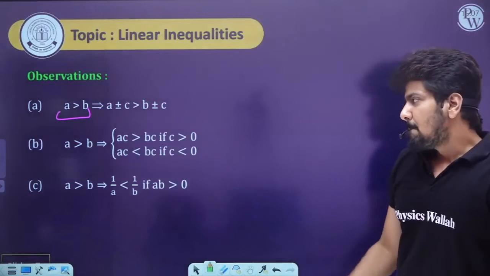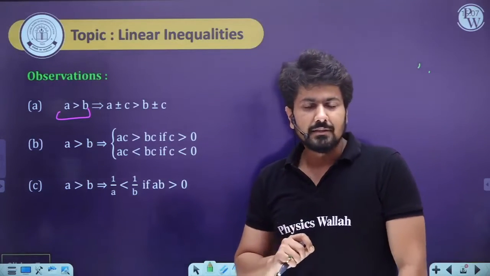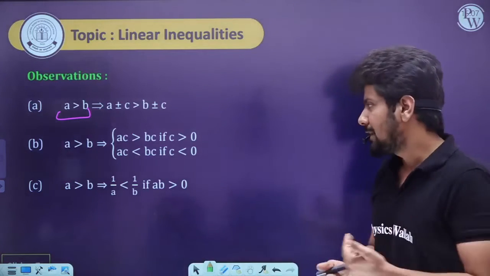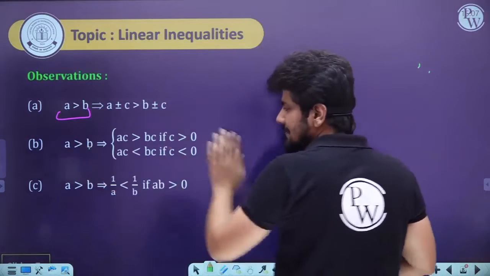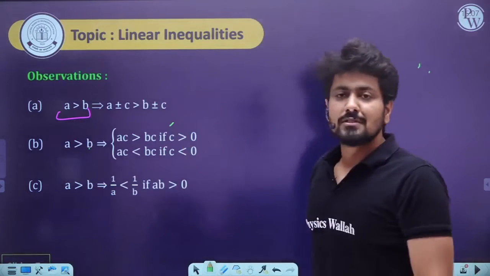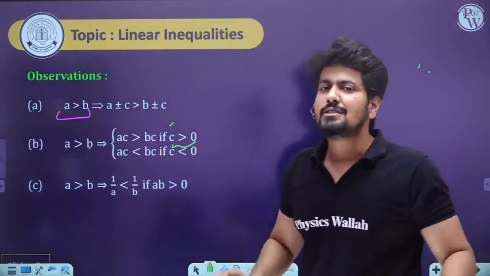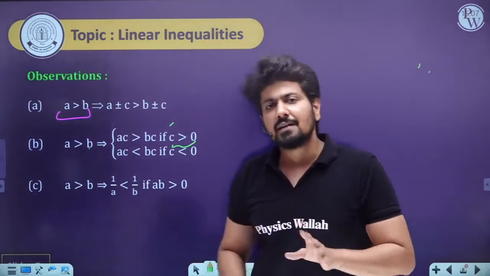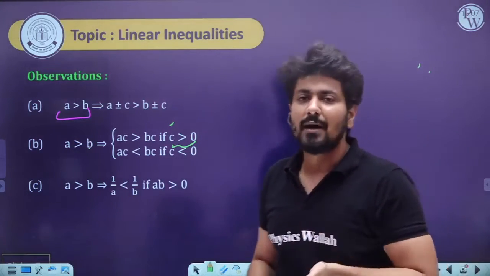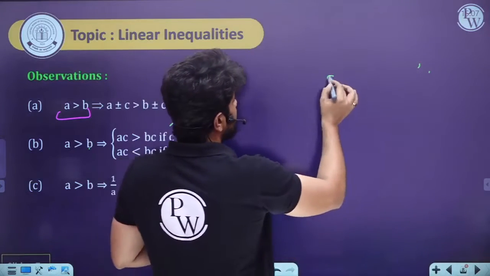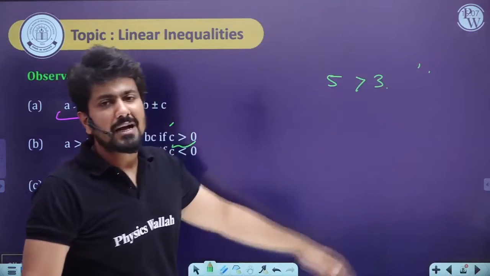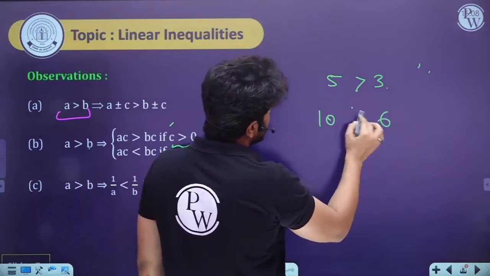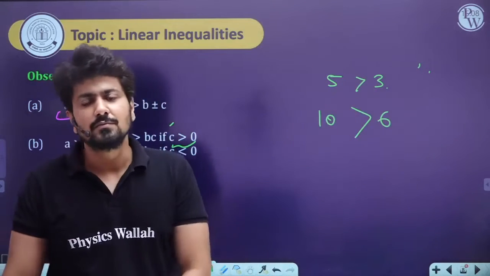But if you multiply by a constant, then there might be a change in the inequality, depending upon the sign of that multiplication. Suppose a greater than b is given. If I'm multiplying by c on both sides, and if c is a positive number, then there is no change. But if c is a negative number, the inequality will change. Basically, if you multiply by a negative number, the inequality reverses. Suppose 5 greater than 3, everybody knows this. If I multiply by 2 on both sides, there will be no change. We get 10 and 6, and the same thing will follow.